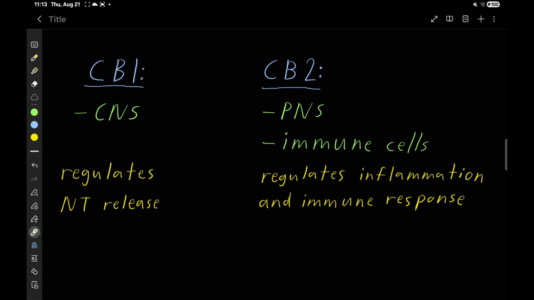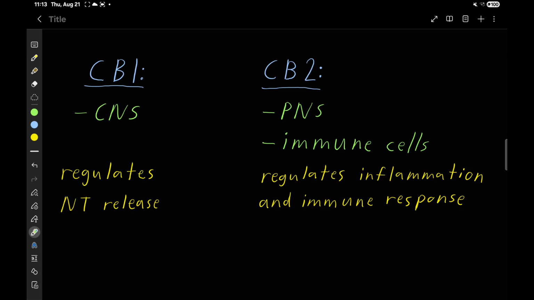CB1 receptors are mostly found in your central nervous system. CB2 receptors, they're also GPCRs. They also inhibit adenylyl cyclase and lower levels of cAMP. However, they're mostly found in your peripheral nervous system and immune cells. Their responses often involve regulating immune responses and keeping inflammation and immune responses under control.